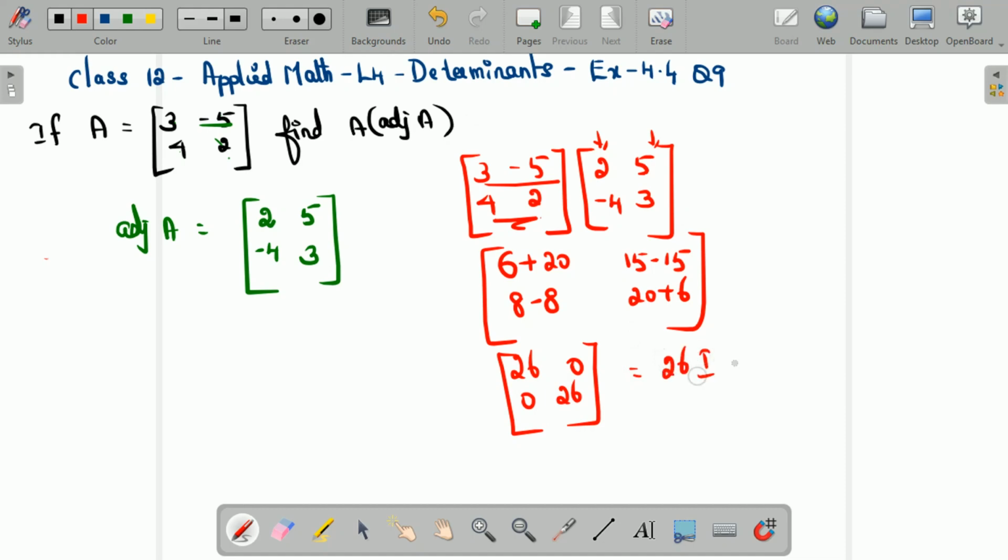as 26I. In the next video, we will find the solution for the 10th question in this exercise.